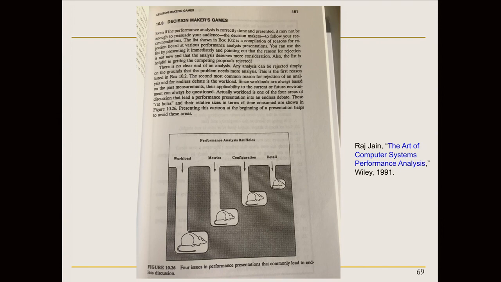performance analysis presentations. You can use the list by presenting it immediately and pointing out that the reason for rejection is not new and that the analysis deserves more consideration. And also, the list is helpful in getting the competing proposals rejected. So people use this list all the time, as you can see. But basically, an analysis can be rejected simply on the grounds that the problem needs more analysis. That's like a chicken and the egg thing, right?